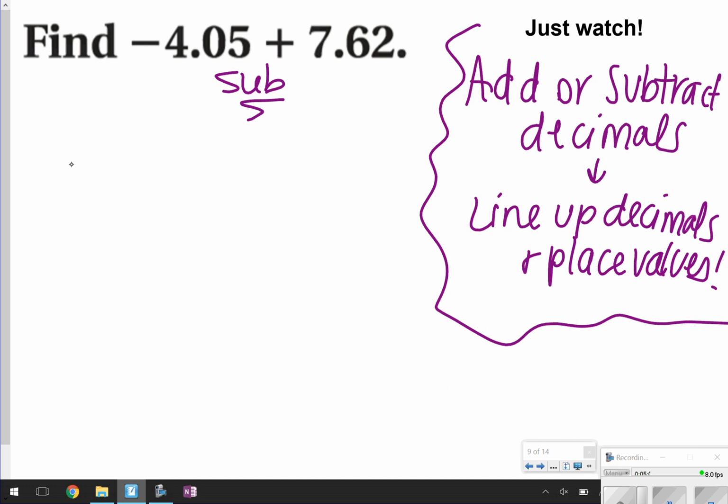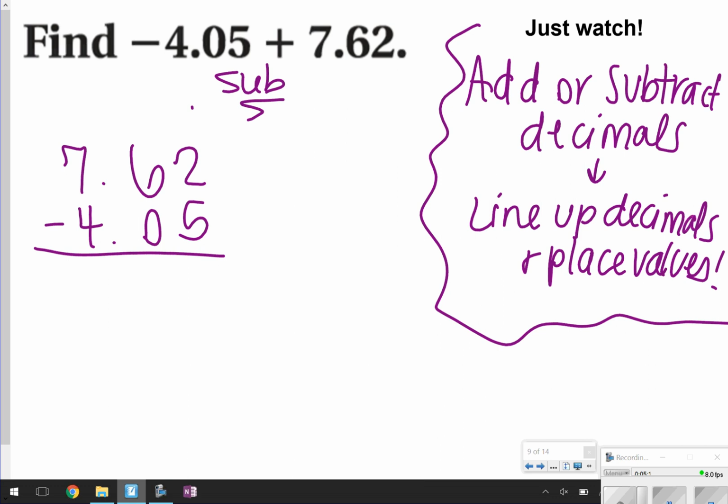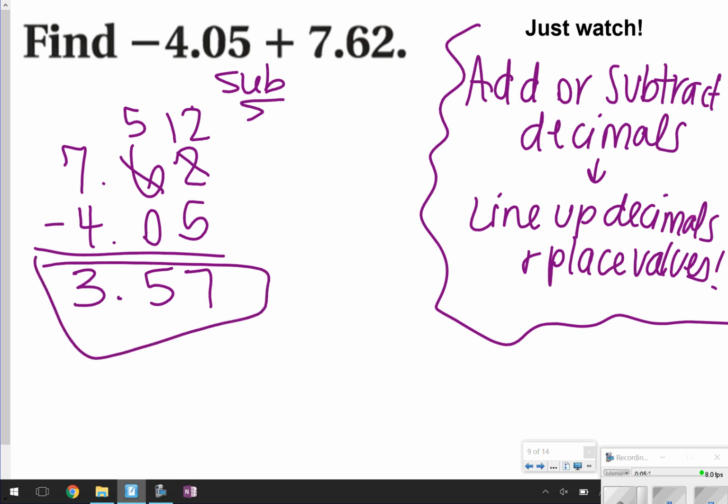I'm going to subtract, so I'm going to put the larger number on top, 7.62, take away 4.05. Notice that the ones place is lining up, the tenths, and then the hundredths place is lining up. Now I'm ready to subtract them. I can't do 2 minus 5, so I'm going to borrow from my neighbor. That 6 becomes a 5, so the 2 can become a 12. And now I'm ready to go. 12 minus 5 is 7, 5 minus 0 is 5, and 7 take away 4 is 3. I get 3.57, and I am going to keep that positive because my largest value, 7.62, is also positive.